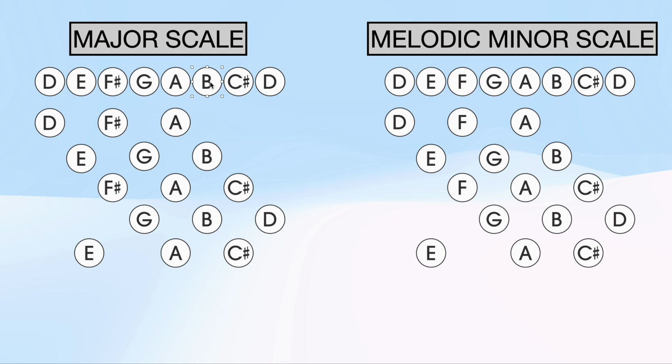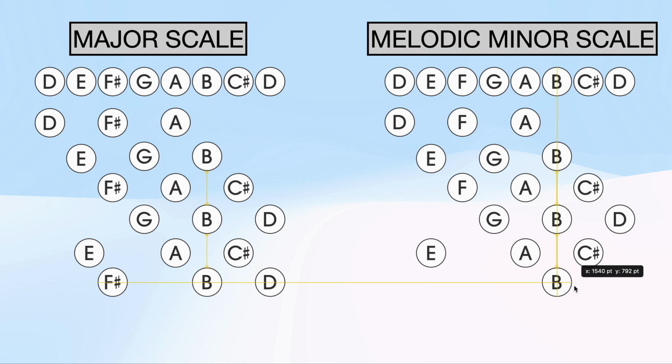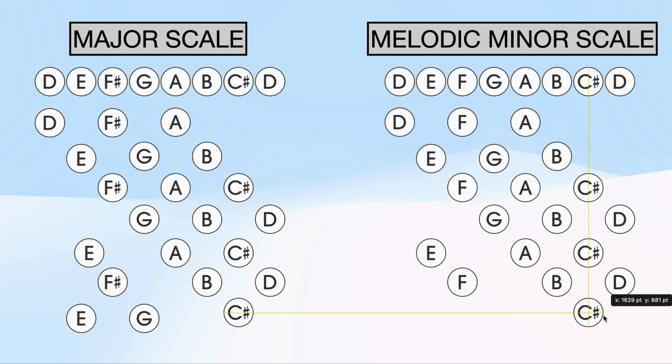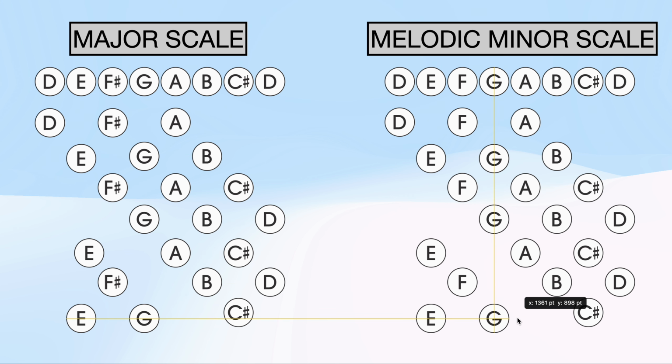And then with the major scale, we have B, D, and F sharp, making it B minor. In the melodic minor scale, we have a B, D, and F, which makes it a B diminished chord. And then finally, the C sharp, the E, and the G make it a C sharp diminished, and that is similar in the melodic minor scale, C sharp, E, and G.